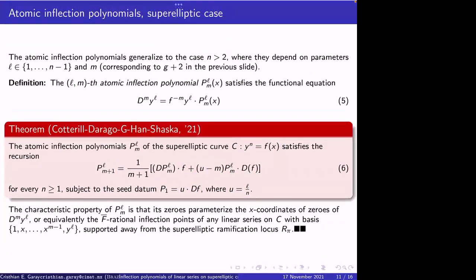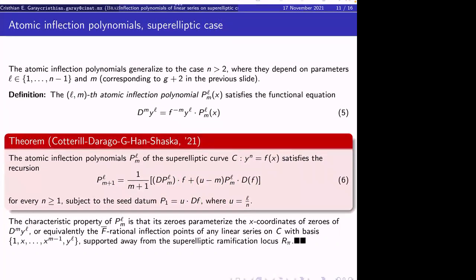I want you just to keep track of the recursion or recursive formula and the definition, which is not very hard. You just express the mth derivative of some function, some power of some function, as a product, and the factor that expresses this as a true statement is what we call the inflection polynomial. So the definition is there, and a procedure to compute them is below.